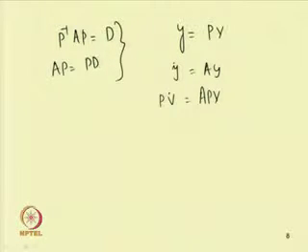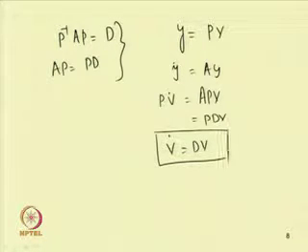As A P equals P D, I can write P V dot equal to P D V, or V dot equal to D V. From this, as the lambdas are distinct, we can write the solution in a distinct form. If the eigenvalues are complex, then the matrix P will also be complex.